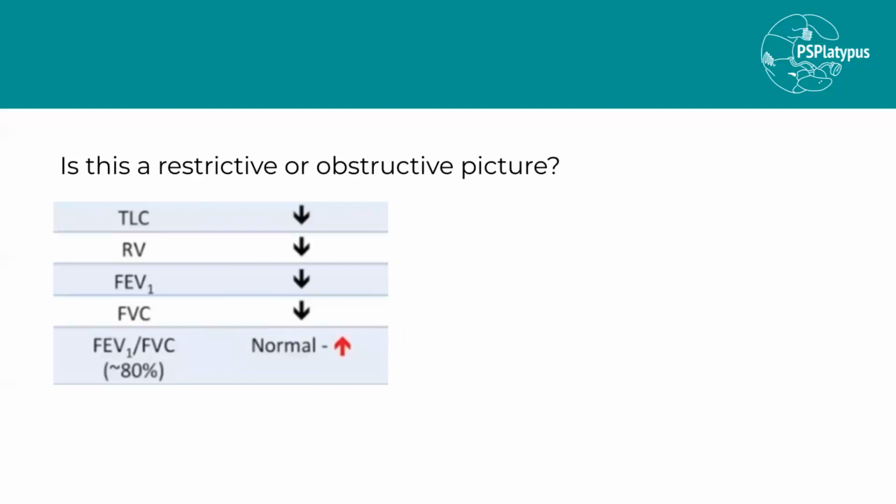Nice. This is a restrictive or obstructive picture. We're given TLC, RV, FEV1, FVC, and the ratio. All you need is the FEV1 over FVC ratio. It's normal, maybe slightly increased. That is restrictive. So that's really all you need. And all these values sort of make sense in a restrictive picture.